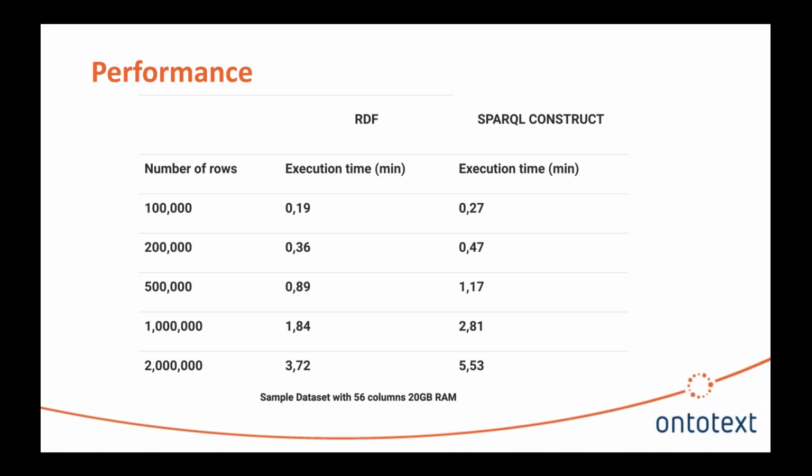And you see that the Sparkle transformation is a slightly slower one because it uses a different processing engine. So even for files up to 1 million, it's really 1 to 2 minutes the overall transformation time.